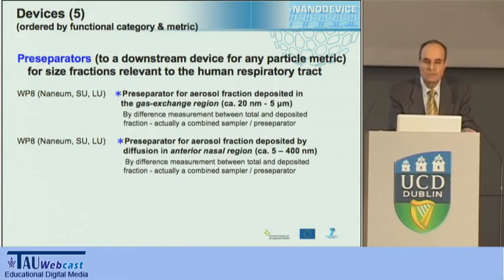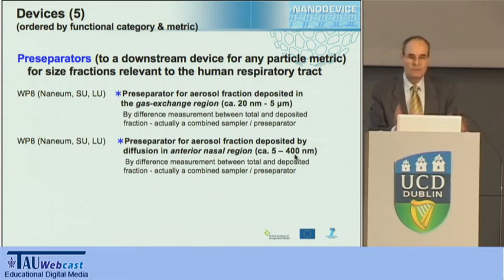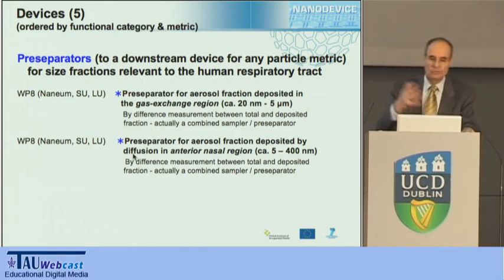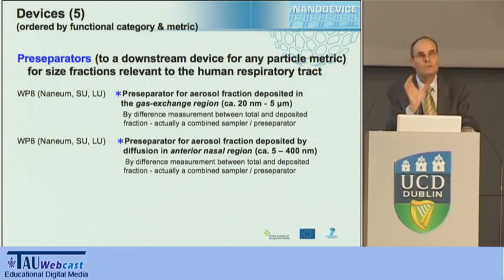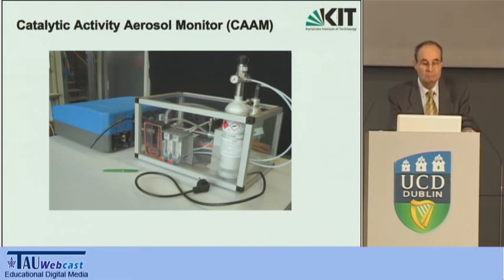And in the end, of course, there are also the pre-separators that I have already mentioned, which will cut out certain ranges in the size distribution. For example, one will do 20 nanometers to 5 micrometers, the other one will do 5 to 400. So you have one which is for the gas exchange region, and the other one is for diffusional deposition in the anterior nasal region. And if you spend enough time, you can tune these devices to give you specific size ranges.